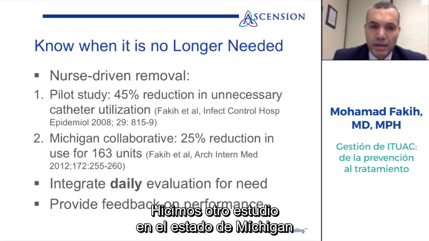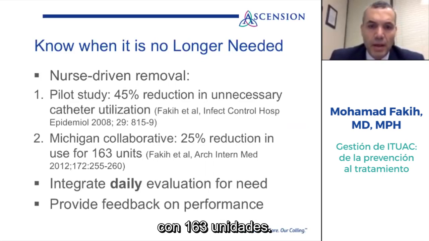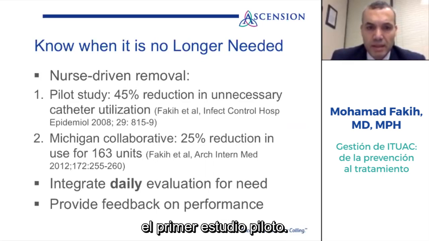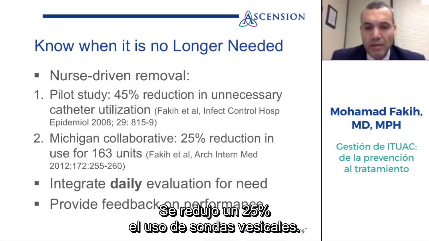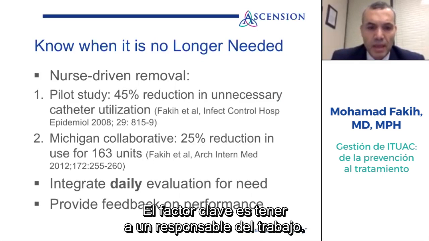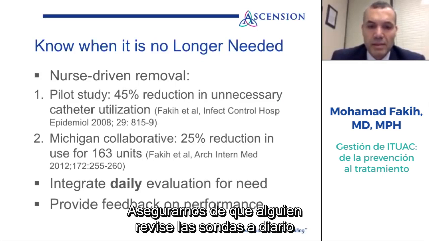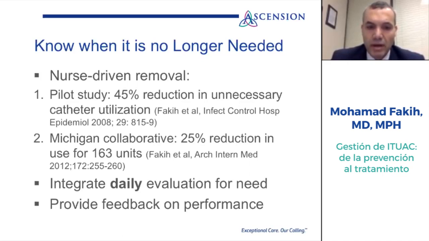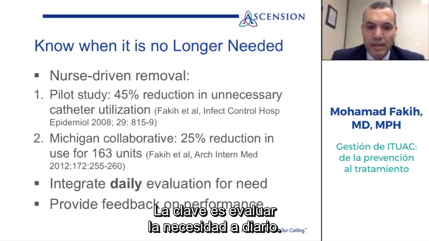Another study we did in the state of Michigan, where we had 163 units and was very similar to what we did at St. John Hospital Medical Center, the first pilot study, had a 25% total reduction in the use of urinary catheters, which was also very impressive. The key factor is to have someone responsible for the work, someone who looks at these catheters every day and evaluates whether they are needed or not. So daily evaluation for need is key.